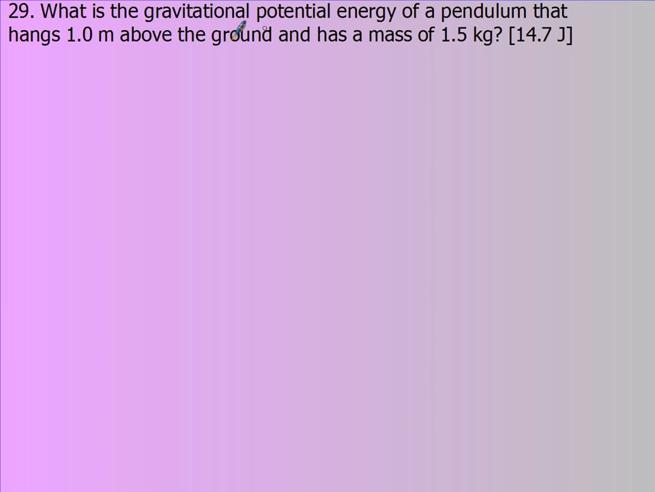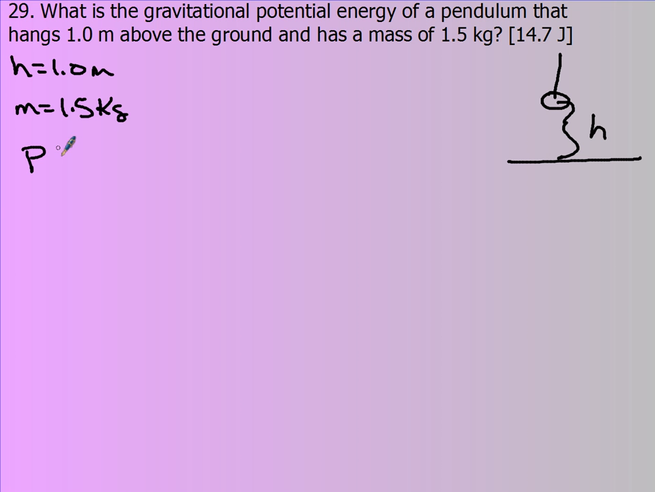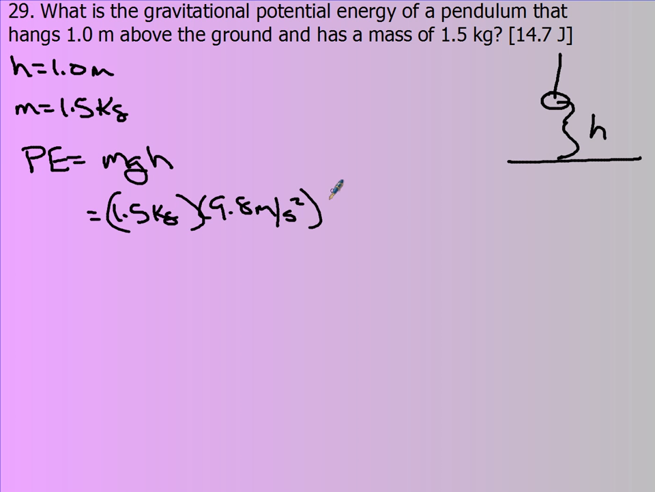What is the gravitational potential energy of a pendulum that hangs 1 meter above the ground and has a mass of 1.5? Okay, guys, we've got the pendulum and it's above the ground. So we're looking at this height here. So h is 1.0 meter and the mass is 1.5 kilograms. Gravitational potential energy is mgh. So the mass is 1.5 kilograms. g is 9.8 meters per second squared. And the height is 1.0 meter. 1.5 times 9.8 times 1 is 14.7 joules.